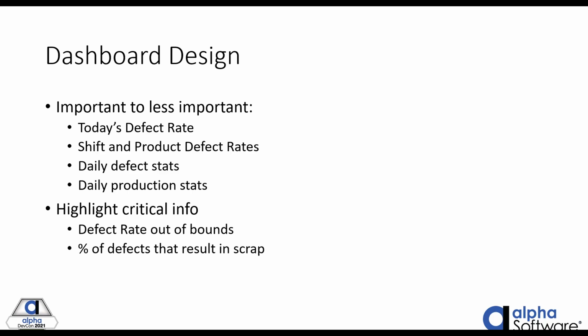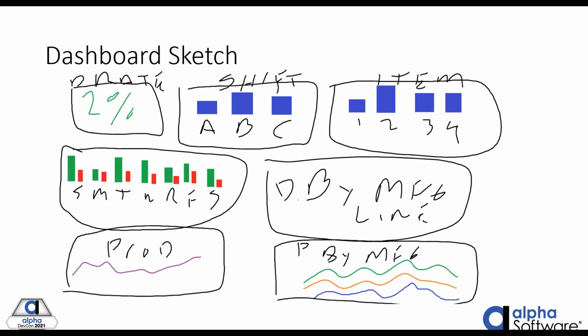So that is that. So the next thing that we are going to do is maybe sketch out our dashboard a little bit. So here's a real rough sketch of what we think the dashboard should look like. We've got our defect rate in the upper left-hand corner because it's the most important. It's 2%. Maybe that means it's green, or some other way of saying, hey, this is okay.